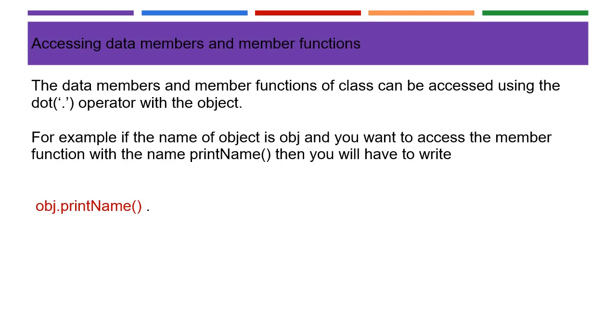Now let's understand how to access data members and member functions. The data members and member functions of a class can be accessed using the dot operator with the object. For example, if the name of the object is obj and you want to access one member function, the name I have given as print name, then you have to write object name dot method name. That means obj dot print name.